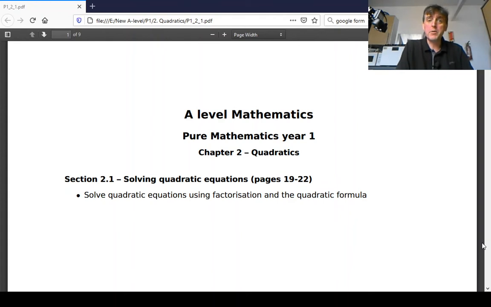We've started to look at Chapter 2 and we're looking at Section 2.1, reminding ourselves about particular methods for solving quadratic equations.